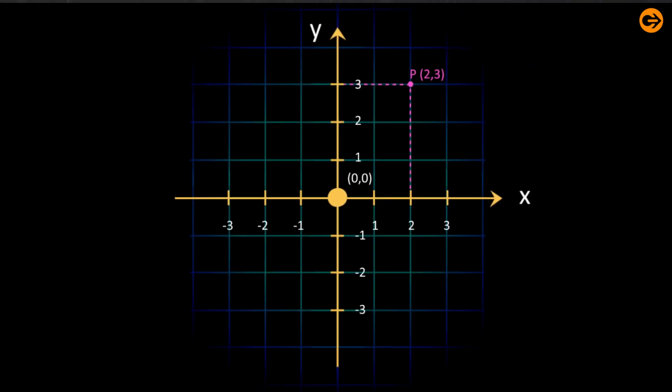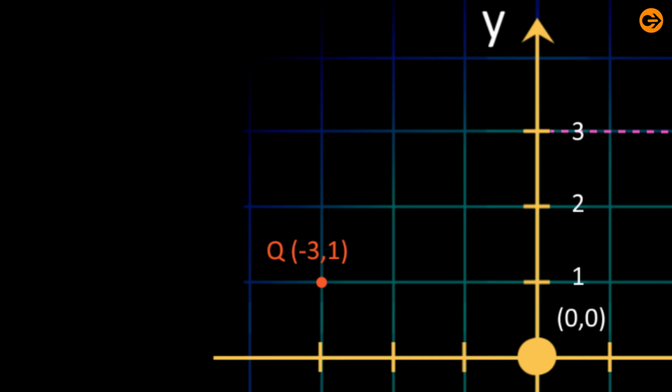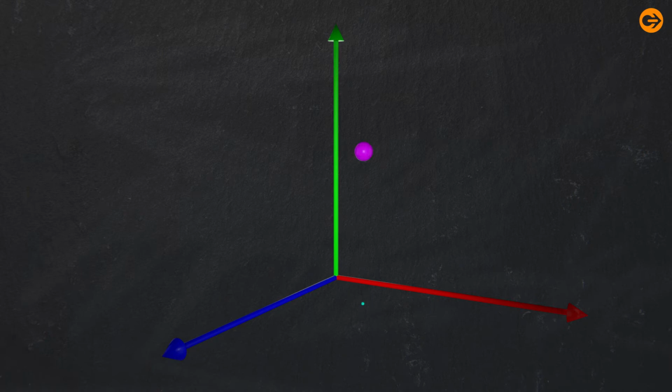Similarly, taking a point Q in the second quadrant, in this case the value of x becomes negative, which specifies its location as Q(-3, 1). Like this, the points in the third and fourth quadrants are located. In 3D space, a third axis is present, which is known as the z-axis, that is also perpendicular to both the x and y axes.